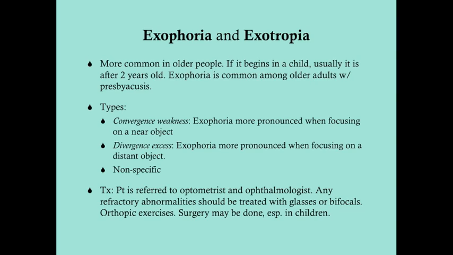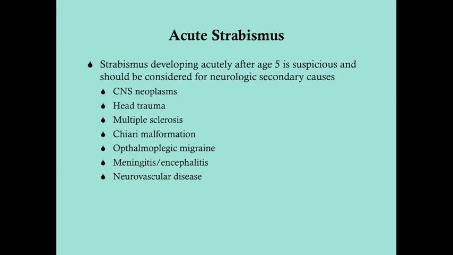And any refractive abnormalities should be treated with glasses or bifocals. There's orthoptic exercise that can be done with esophoria, esotropia, exophoria, exotropia, and surgery can be done, particularly in children, because there's something that we're really concerned about that any kind of strabismus can cause, and it's permanent damage, and we want to prevent that from happening.